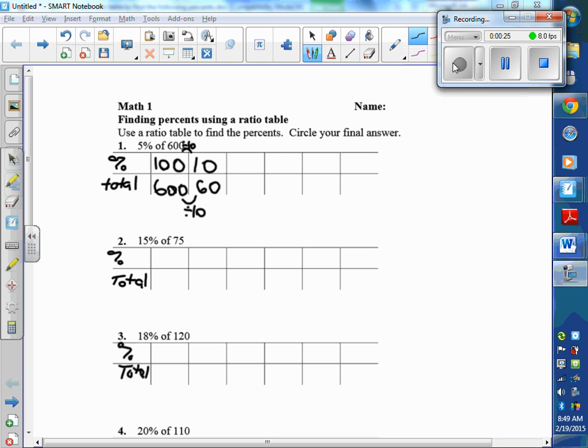So what do you know right now? 10% of 600 is what? 60. Okay. And you could divide that by 2. Why? Because this up here has to get to this number. So you have to find a way to get this to 5. You're trying to get from 10 to 5, so he's dividing by 2.